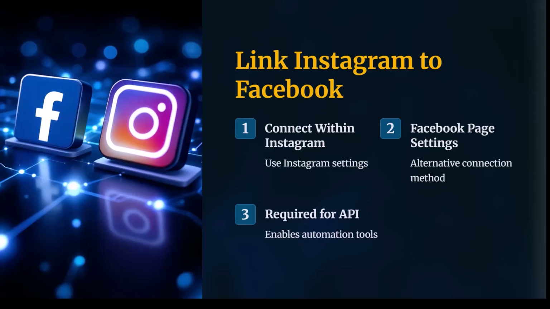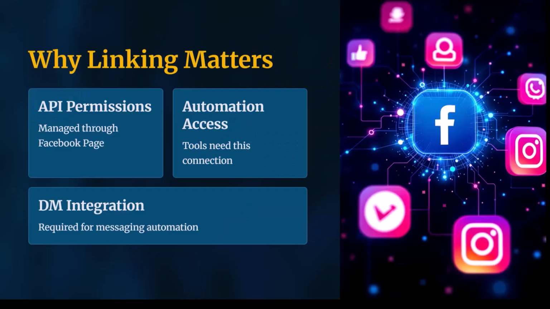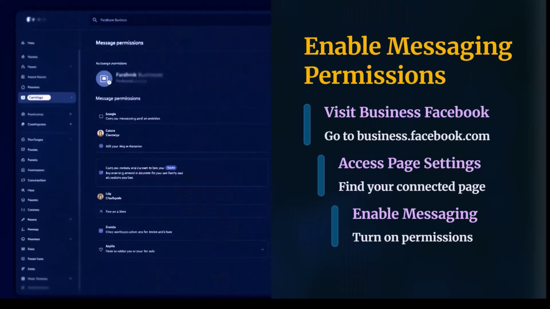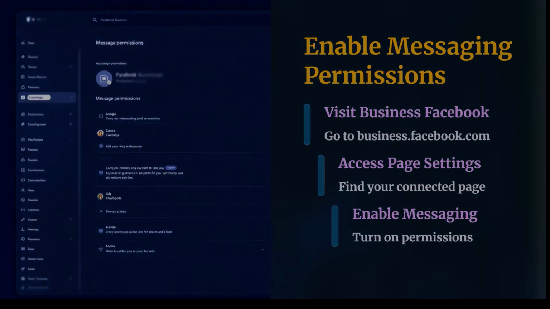Now link this Instagram account to a Facebook page. You can do this within Instagram or from your Facebook page settings. Why is this step important? Because Instagram's API permissions are managed through your Facebook page. Without it, no automation tool can connect to your DMs. Once everything's linked, visit business.facebook.com and ensure your page has messaging permissions enabled.